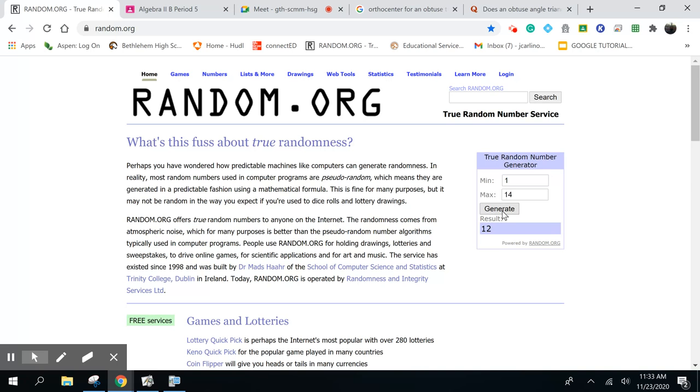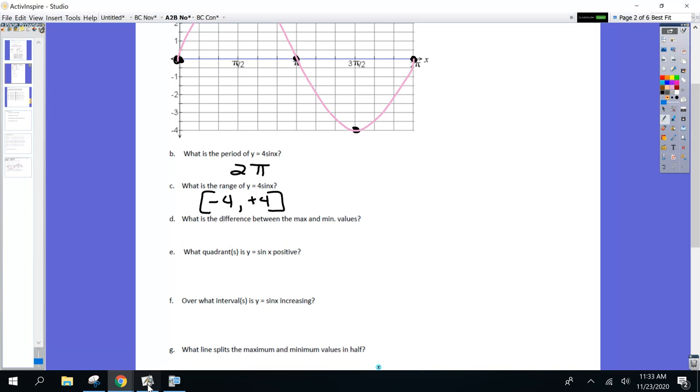Back to you, Dan. What's the distance from the max to the min values? It would be 8. Yep, 8, you got it. Negative 4 to 4, right, guys? 8.